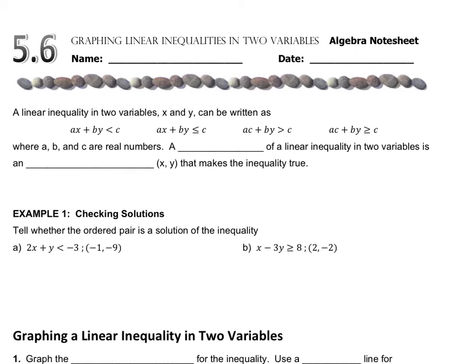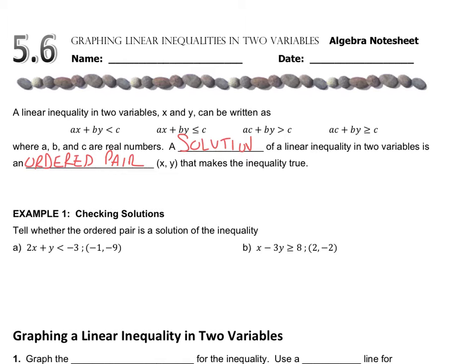So as you want to remember and recall, a solution of a linear inequality is an ordered pair, the x and y, that makes the inequality true. So to be a solution, I need to be able to plug in my x, y and have the inequality work to be a true statement. So let's check how that works.